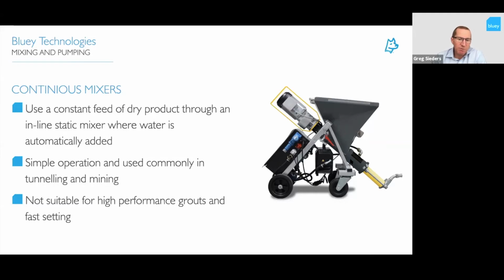It's not suitable for high performance grouts like your PT. With your PT, you've got a lot of plasticizers in there, which take 2 to 3 minutes to dissolve in your mixing. In these sorts of mixers, you've only got a very short mixing window, so you don't get a lot of shear capacity in there to dissolve all those plasticizers, so there can be adverse effects to your grouts.